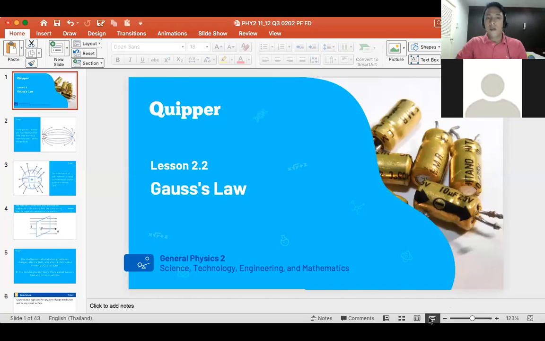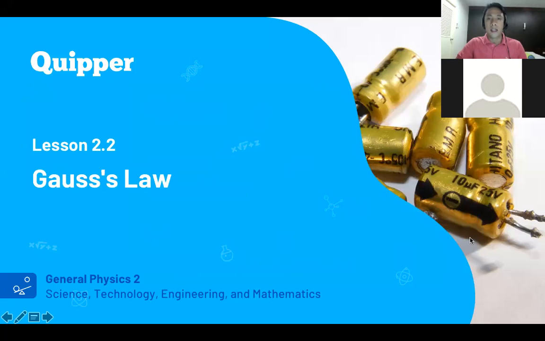Okay, so this will be our lesson for today. This is Gauss's law. Okay, this one is also connected to our main topic, or that is what we call the electric field. Right? This is also one of the things that we will need to know for us to solve for electric fields. Okay, so let us start.